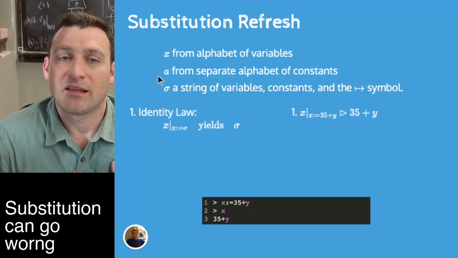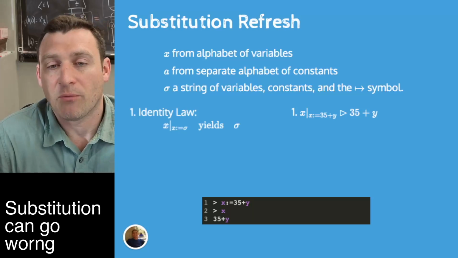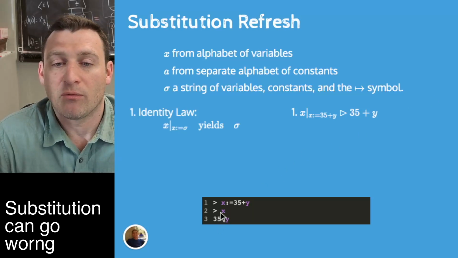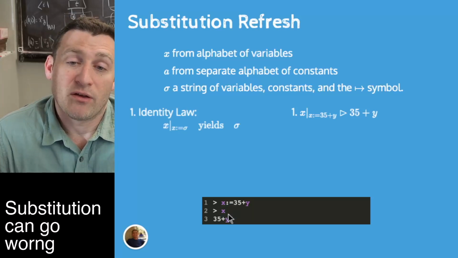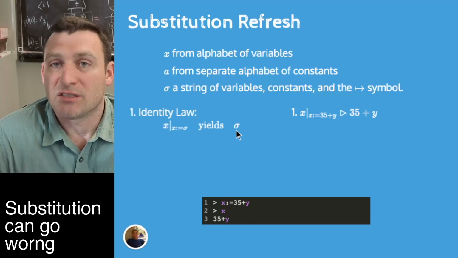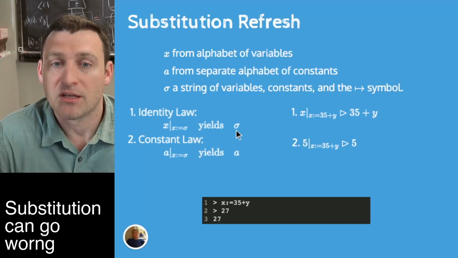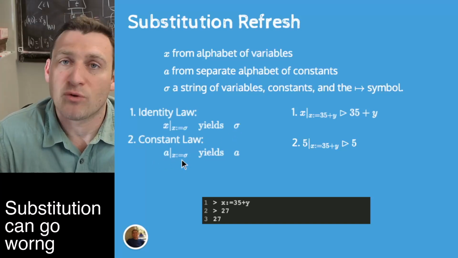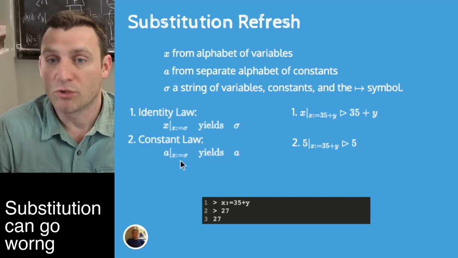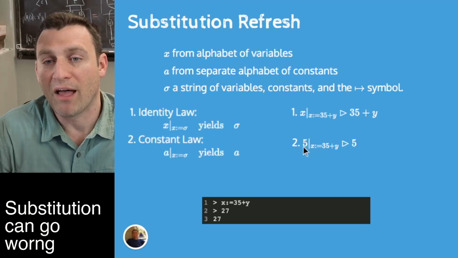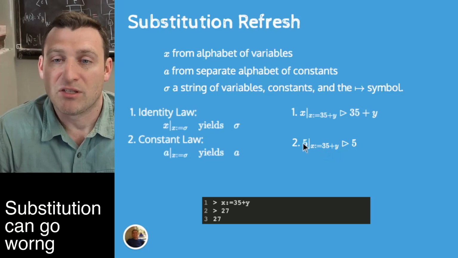It's not so much that it's the letter A or X, it's that we're telling you we got them from separate alphabets. So if we replace in this program here, we say X is assigned 35 plus Y, then when we ask for the value of X, we get 35 plus Y. That's just the identity law in practice. What else do we know? Constant laws. If I have a constant a and I try to substitute something in, well, if it's a constant, it doesn't change. That's the rule we're trying to enforce. So, for example, 5 doesn't change if we substitute x for 35 plus y, because 5 is not a value of x.